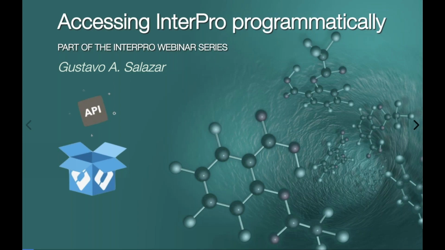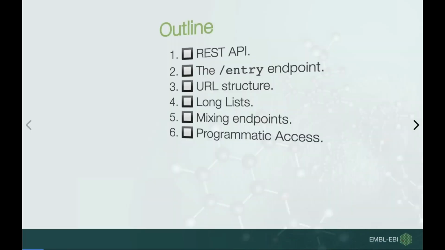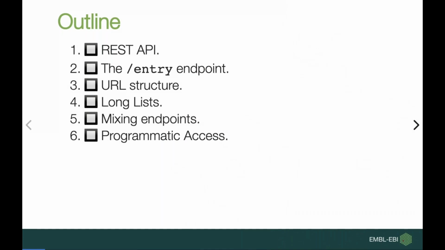All the information in the website is also available programmatically, so you can get it through a script and use it as you like. So I'll be showing you how to deal with this information and how to access it, starting from a very brief introduction to a REST API, the basic concept. Then we take our main endpoint, which is entry, where we have our InterPro entries. Then later I'll show you how that strategy that we use in entry can be used in other places of our API, and then show you how to deal with long lists when the result of your query is very long.